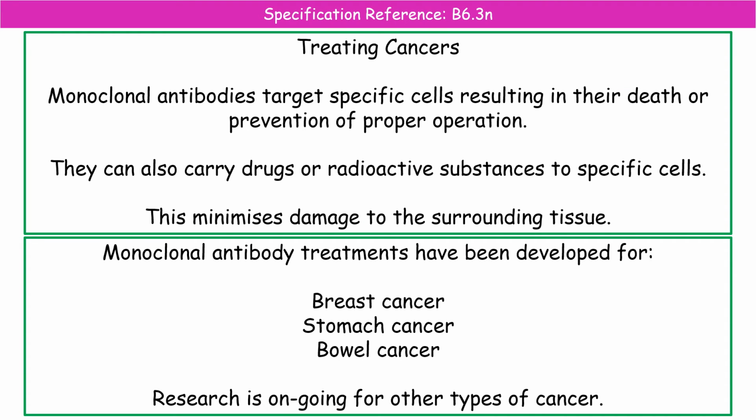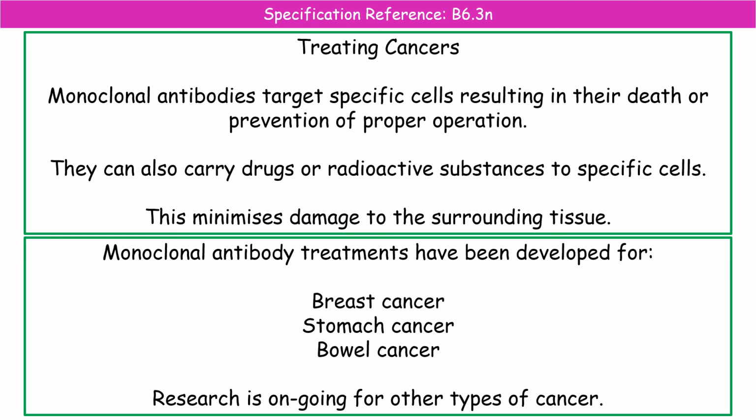We can use monoclonal antibodies in treating cancer because we can use them to target specific cells to then kill off those cells, or at least prevent them operating as they should normally. We can also attach drugs or radioactive substances to them, so again we'll deliver that to those target cells. Whole purpose of doing that, it minimises damage to any surrounding tissue. Always good when talking about any cancer treatments because the side effects can be quite severe.